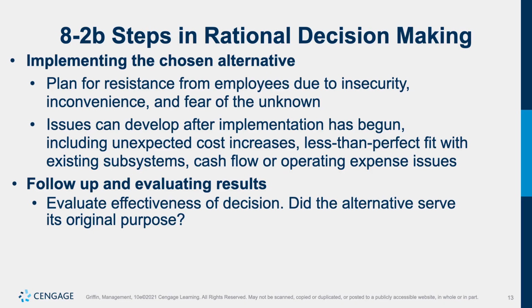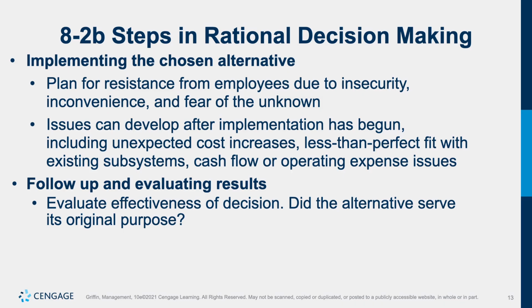Still on the steps in rational decision making. For a manager or a decision maker to implement the alternative that is considered the best, they must also plan for resistance from the employees due to insecurity, inconvenience, and fear of the unknown, because employees may want to continue with what they used to, right? So managers must consider people's resistance. They must consider the adoption of change management processes to ensure a smooth transition from what is to what they actually want to establish, right?